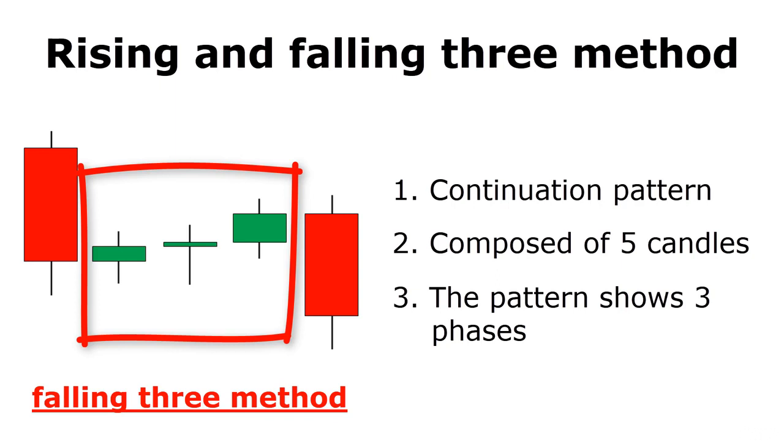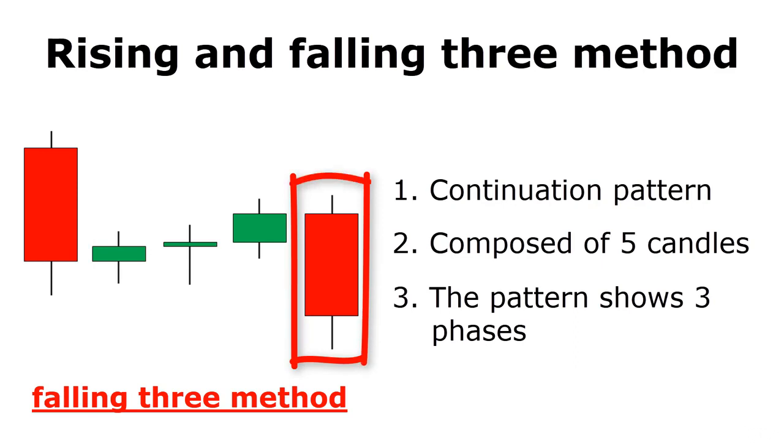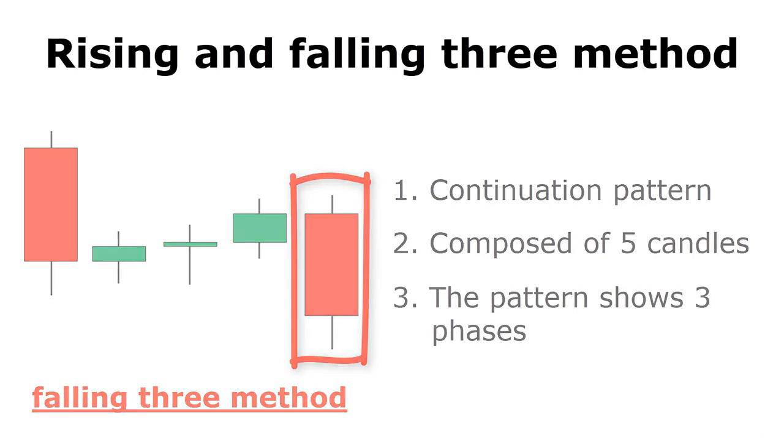It's like sellers and buyers are playing a chess game and they are both thinking about their next move. At the end, we have a long red candle that closes below the closing price of the first candle. The market has a new low and the downtrend is still on.